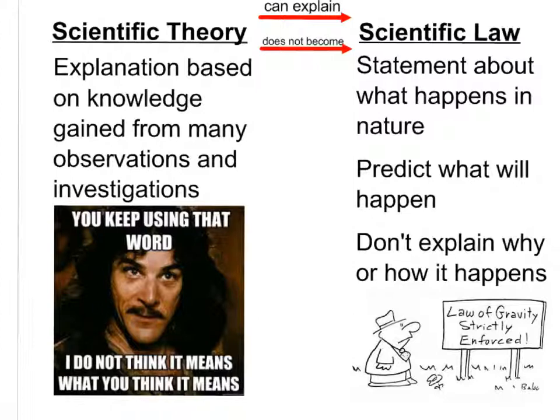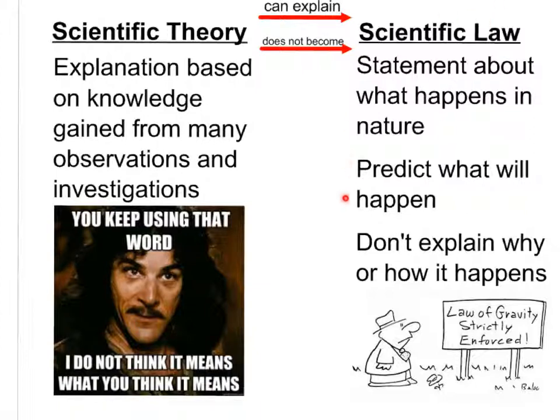A lot of people use the word theory, and in science, it does not necessarily mean what they think it means. So what does it mean? What is a scientific theory? A scientific theory is an explanation, and it's based on knowledge that's gained from many observations and investigations. And that is what a theory is.